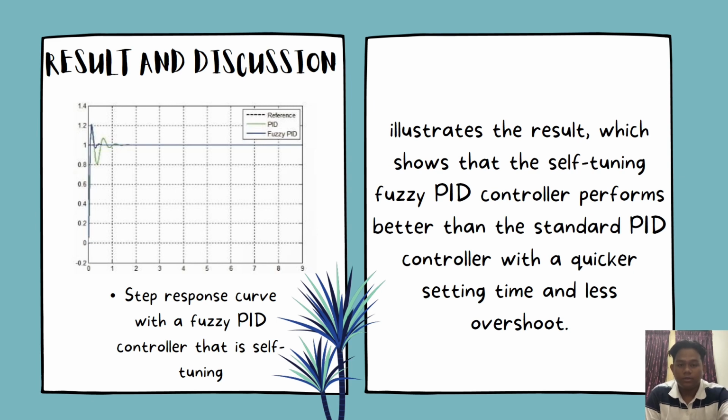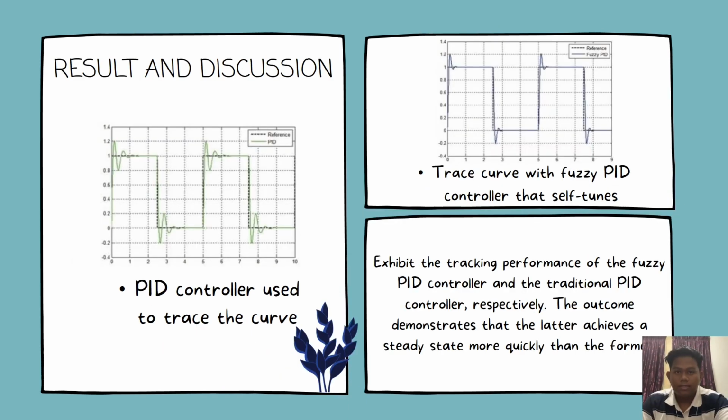The next slide is about the trace curve with a PID controller and the trace curve with a self-tuning fuzzy PID controller. This graph shows the tracking performance of the fuzzy PID controller and the traditional PID controller respectively. The outcome demonstrates that the former achieves a steady state more quickly than the latter.